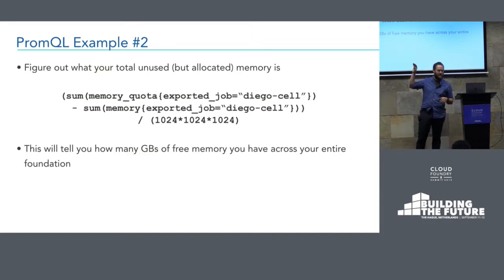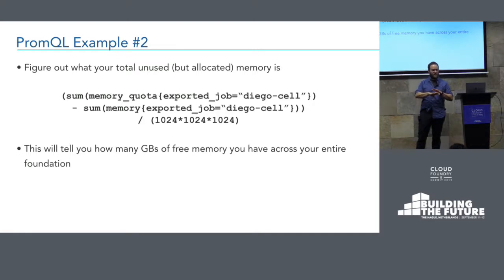So we're actually looking at the memory quota metric, and because of the way that we're getting some of this data out, instead of it being sourced, it's coming out as exported job. But this is saying look at the memory quota for all the Diego cells, and then subtract the memory. In this case, the memory metric is just memory utilized. Same thing with CPU. It's assuming that it's the utilization. So we're taking the quota and subtracting the utilization, and that gives you the amount in bytes. Then we're doing some quick math here to give us gigabytes so that it's easier to look at.